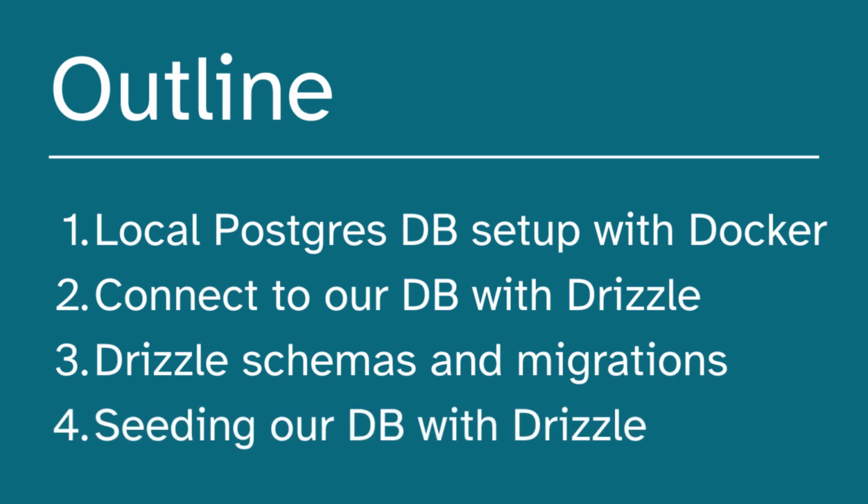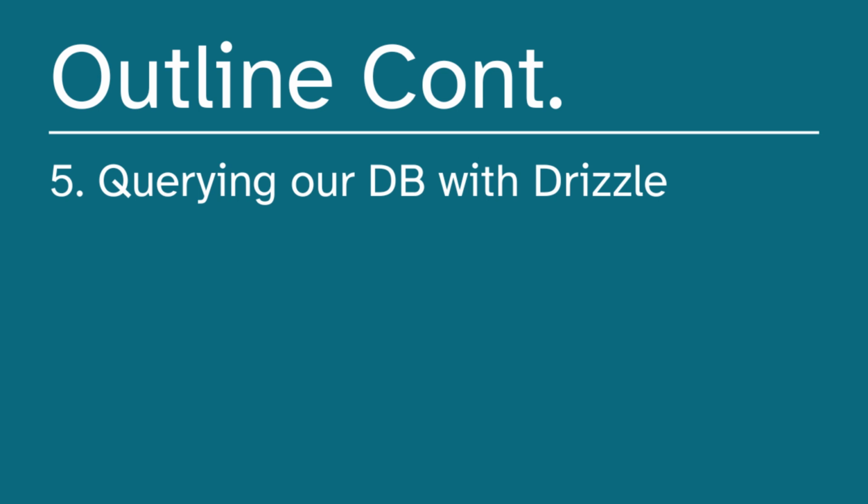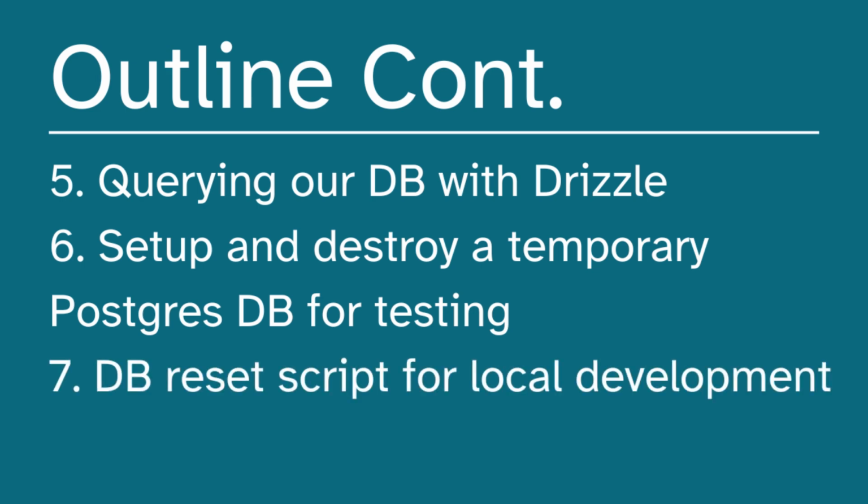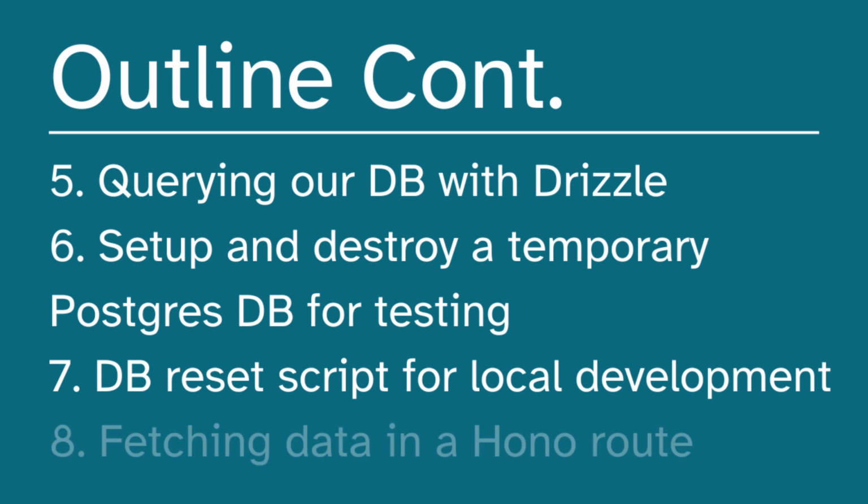And then seeding our database with Drizzle, querying our database with Drizzle, and then setting up and destroying a Postgres DB for testing purposes. And then we'll create a database reset script for local development. And then we'll move on to fetching data inside of a Hono route. Finally, I have provided a link to the finished code in the description of this video so you can review it and copy any of the code that you like. The code is free to use.